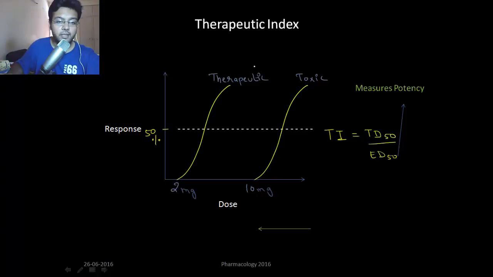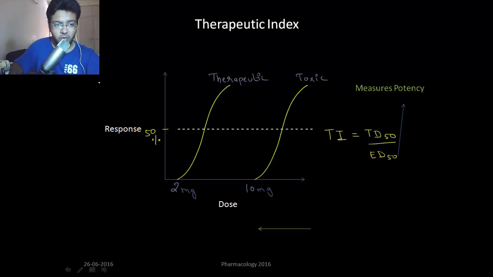Next is therapeutic index, right? Now let's suppose on the x-axis you have dose, say 2 milligram and 10 milligram, and on the y-axis we record response in percentage, and in the graph you find curves, right? So you have dose, response, and curves. All the three words combined, and you also call this graph a dose response curve, right?